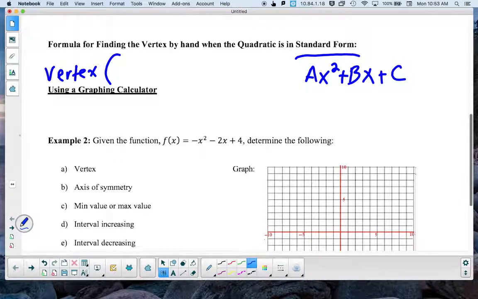The x value is going to be -b divided by 2a. The y value, whatever that number is that you just got when you took -b divided by 2a, plug that back into your original equation, and whatever you get out is the y value. So that's going to look like, plug it into your function f of -b divided by 2a.